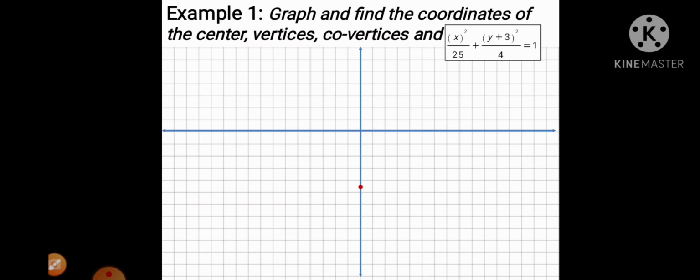Example: graph and find the coordinates of the center, vertices, co-vertices, and foci. The equation is x squared over 25 plus (y plus 3) squared over 4 equals 1. So, you may find the vertices, co-vertices, foci and the center. First, to find the co-vertices.